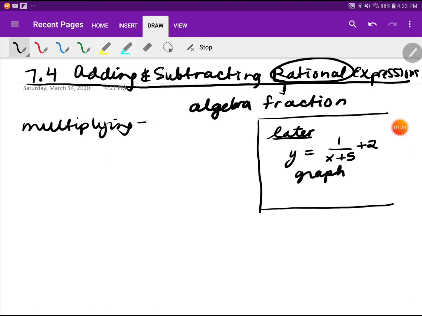we had talked about that you do FFC. And for simplifying, we wrote that you have to do FFC. That was in section 7.3. Dividing, we had another way.